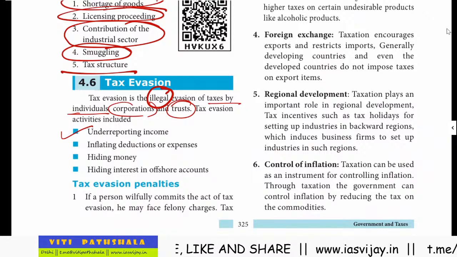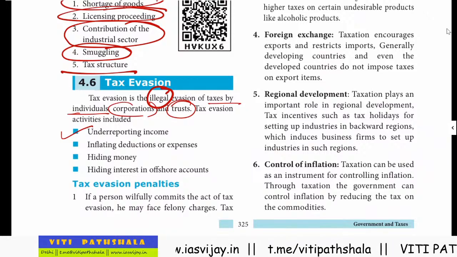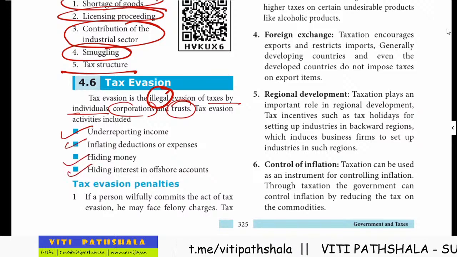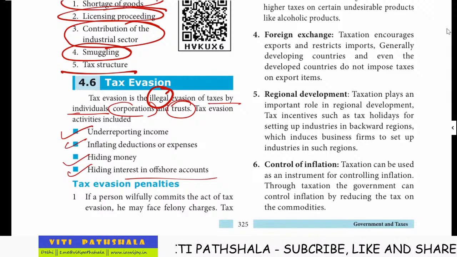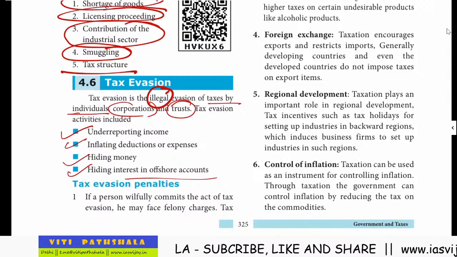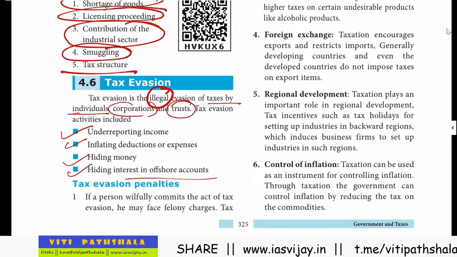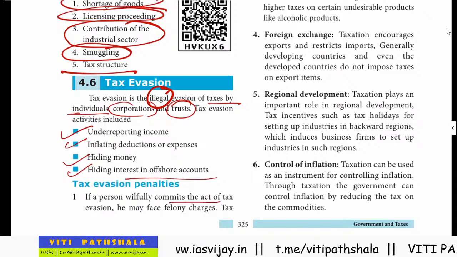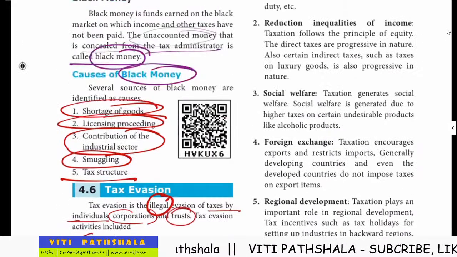आप अपनी income कम बता रहे हो, inflating the deductions or expenses, hiding money, and hiding interest and offshore accounts. अपने खाते छिपा के रखे हुए हैं, अलग अलग खातों में चीजों को रख रहे हो. Then what is the tax evasion penalty? If a person willfully commits an act of tax evasion, he may face felony charges.